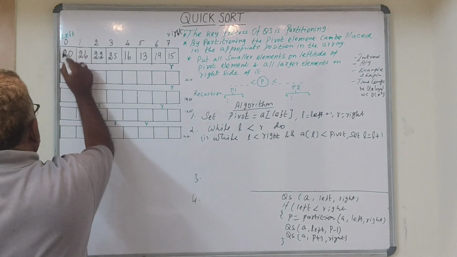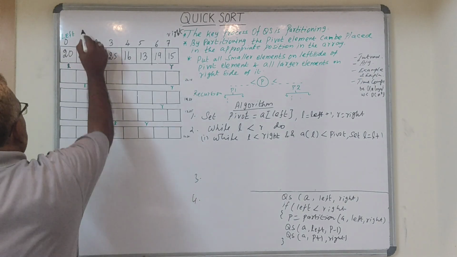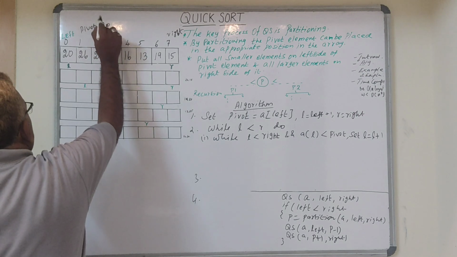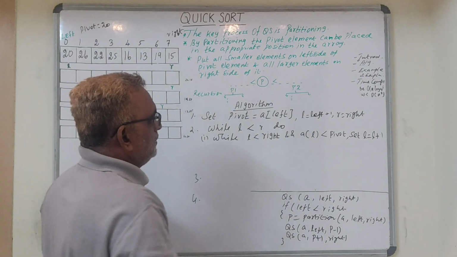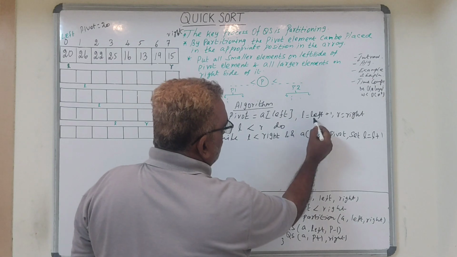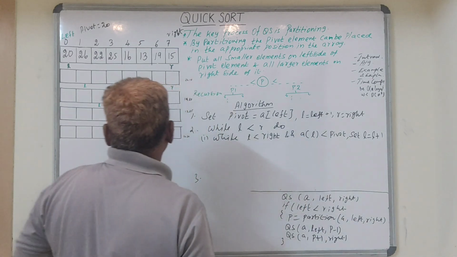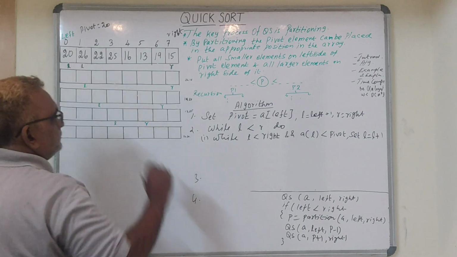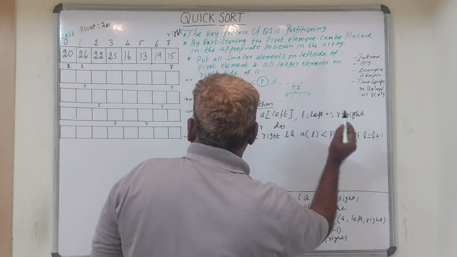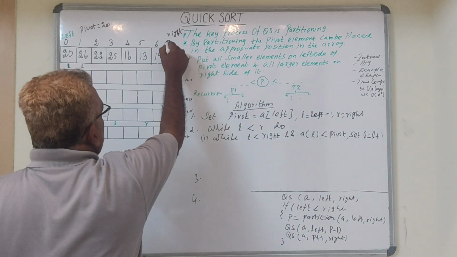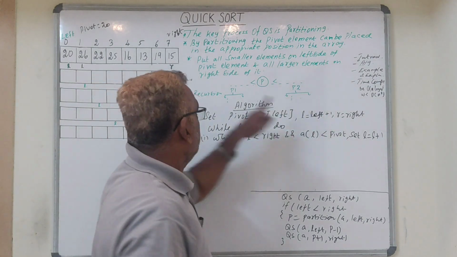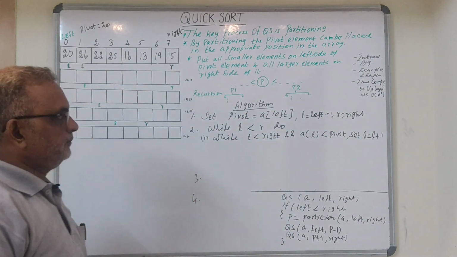Now let us see how this algorithm actually works. Here consider the left value, which is 20. So the pivot element is equal to 20. Now L is equal to left plus 1, so left is 0 plus 1, and L will come here. And R is equal to right. So right is 7, and R will come at location 7.